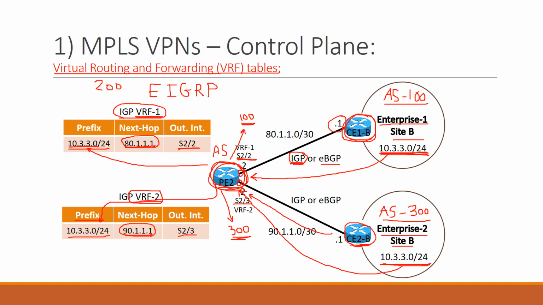Serial 2/2 is associated with a VRF, which is VRF1, and serial 2/3, sorry, is associated with VRF2. And BE2 will have two different VRF tables, each one for each customer. This is to separate between the learned routes if they are duplicated from two customers.